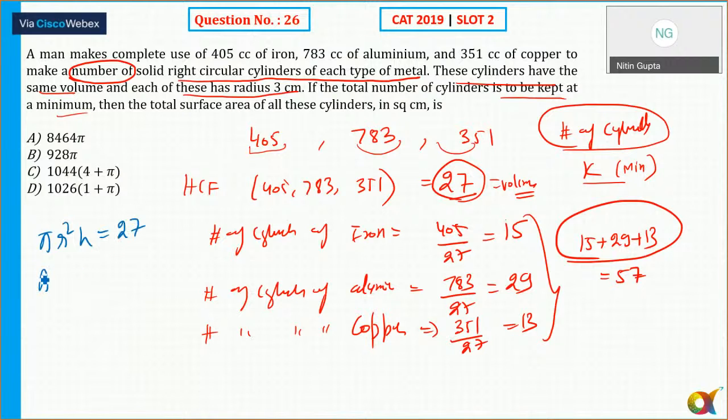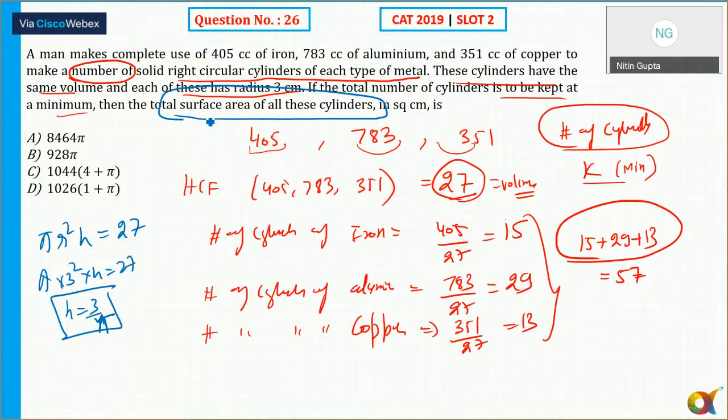So I can say pi into 3 square into h is equal to 27. So what is the height? Height is equal to 3 by pi. Then the question asks for the total surface area of all of these cylinders. So what is the surface area of one cylinder? That is 2 pi r into r plus h. And how many cylinders do I have in total? 57. So I need to multiply it by 57.